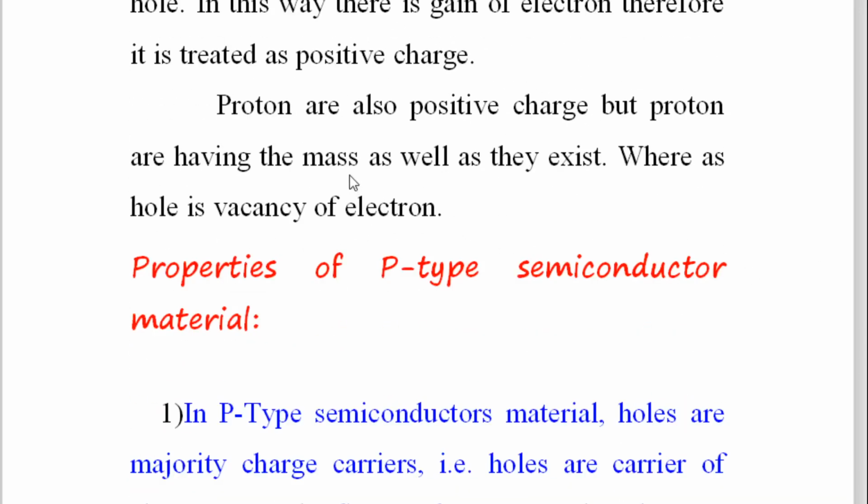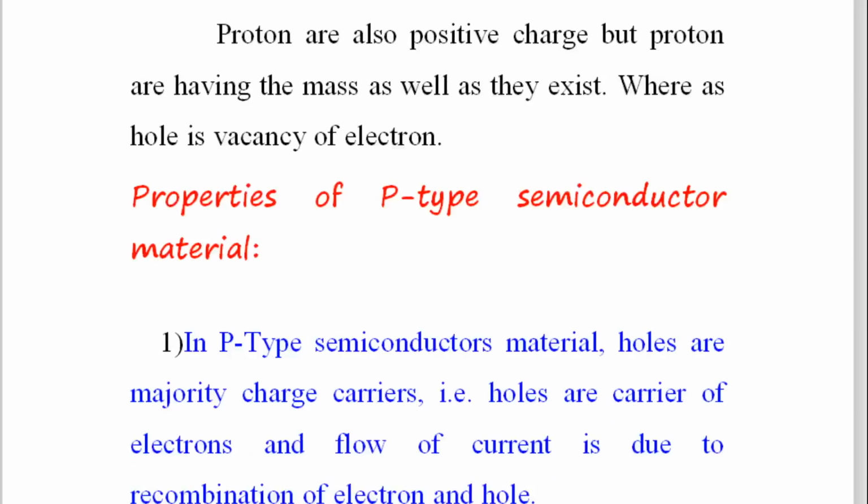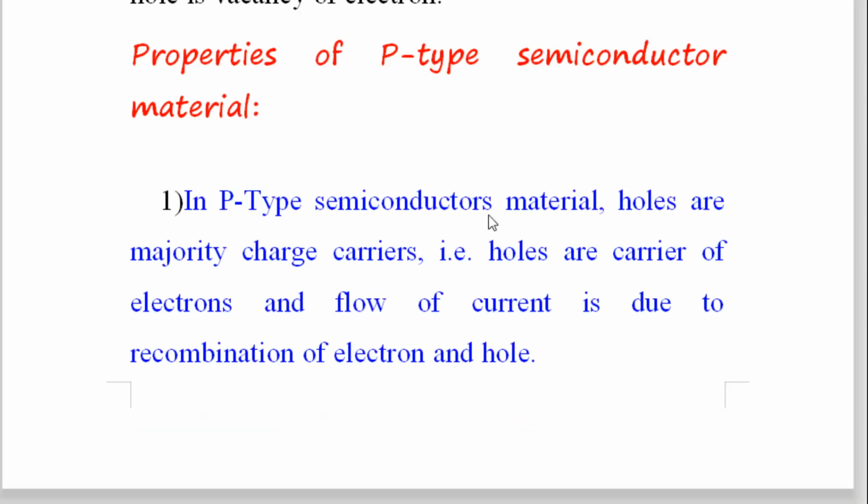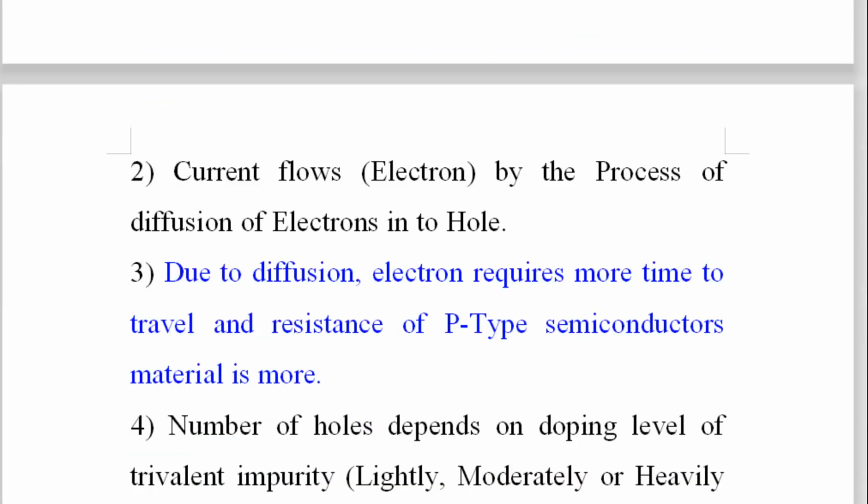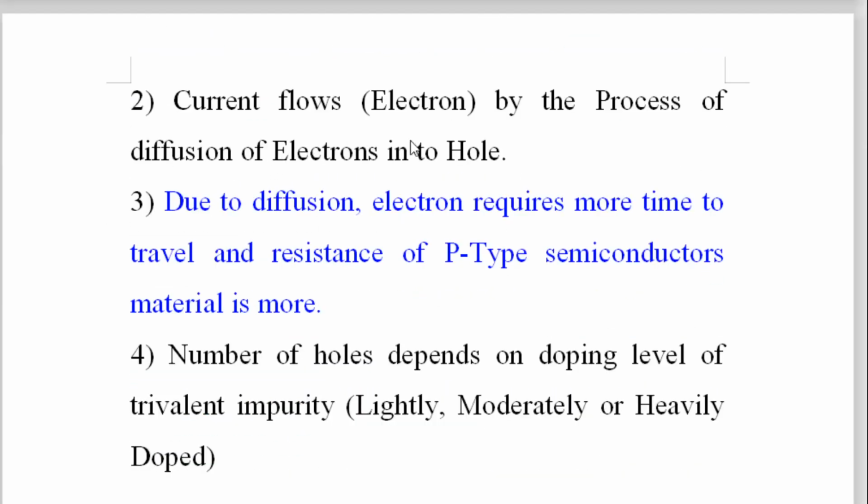Now the properties of p-type semiconductor material. The holes are the majority charge carriers, that is, holes are carriers of electrons, and the flow of current is due to recombination of electron and hole. Recombination of electron and hole is more important. The current flows, that is, the electron.